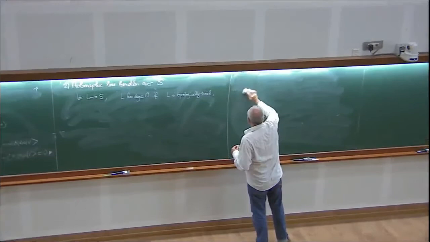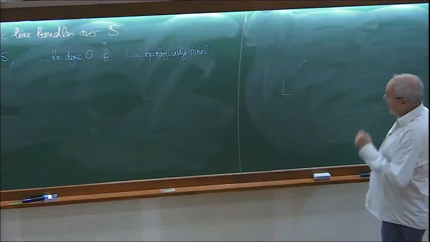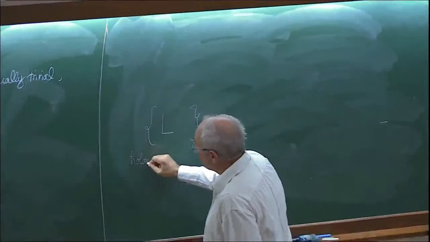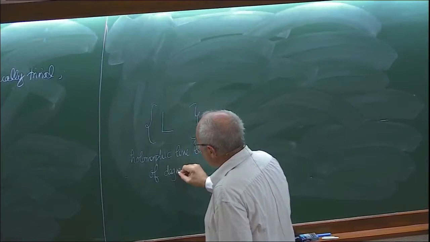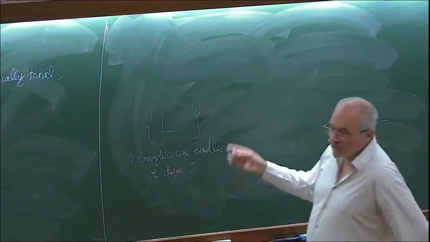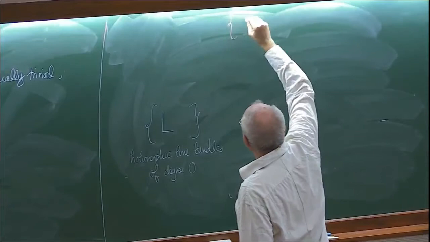So here I consider L to be the space of a holomorphic line bundle, a line bundle of degree zero. So this has a name, it's related to the Picard group, but I don't want to go into that here. So now I want to consider the triple, which is L.